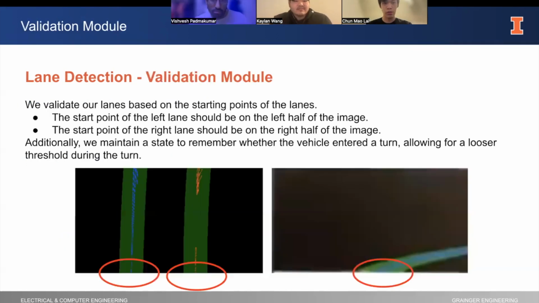For the validation module, we validate our lanes based on the starting points of the lanes at the bottom of the frame. The start point of the left lane should be on the left half of the image, and the right lane should be in the right half of the image. Additionally, we maintain a state to remember whether the vehicle has entered a turn, allowing for a looser threshold during the turn. So when the right lane drops out, we assign the lane in the frame to be the left lane and then follow that lane to complete the turn.